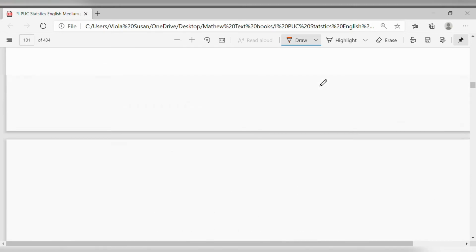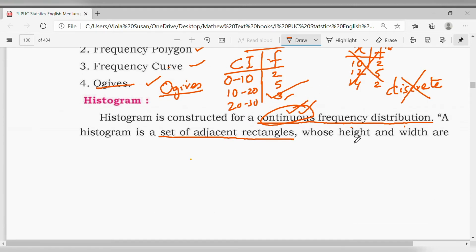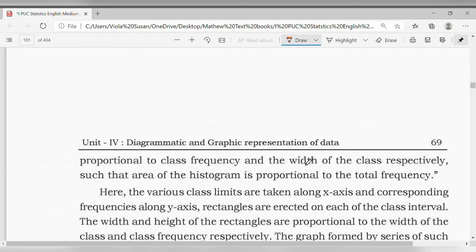They use the first word height, so the first reference is being made to class frequency. So the height will always be according to the class frequency. The height of the bar will be according to the class frequency and the width of the bar will be according to the width of the class interval.